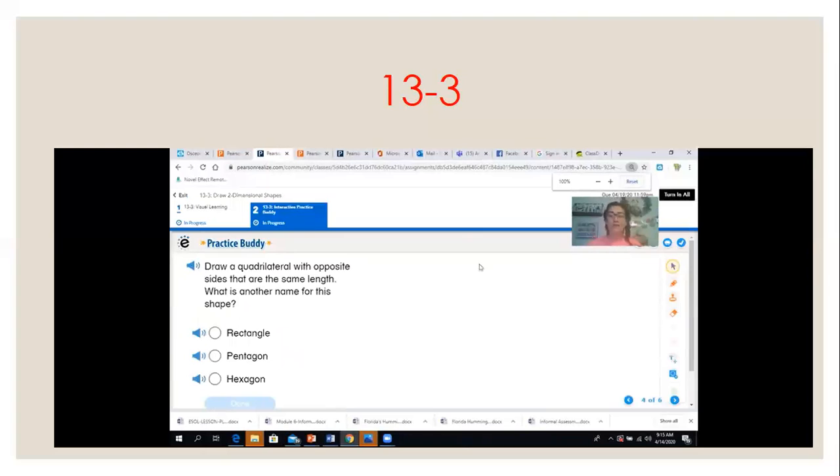Draw a quadrilateral with opposite sides that are the same length. That would be a rectangle. If you think about a rectangle, squares have perfect and equal length sides, but rectangles do not. They have 2 long sides that go side by side. They have 2 short. So it has 4 sides, 4 vertices, but they're not equal length.